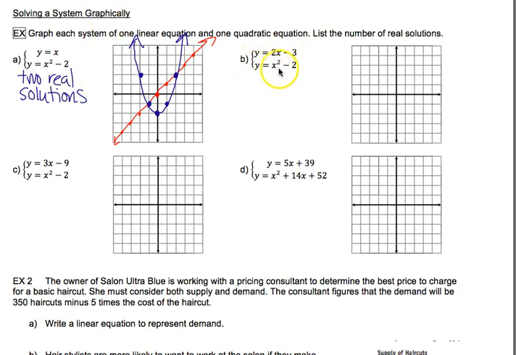Notice that on B, the parabola is exactly the same. So I don't need to do a lot of thinking again. I can graph those exact same points and draw that exact same parabola. My line, however, this time has changed to y equals 2x minus 3. So y-intercept of negative 3, which is down here, slope of 2, so up 2, right 1, up 2, right 1, up 2, right 1.